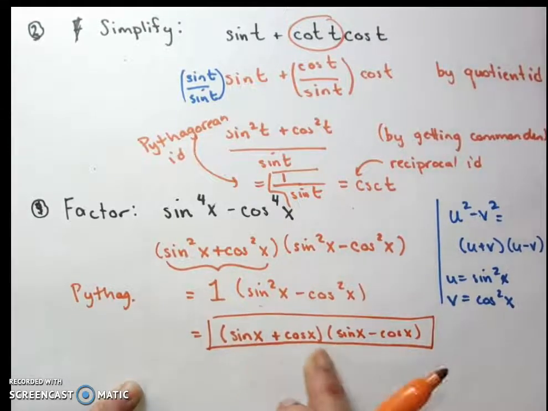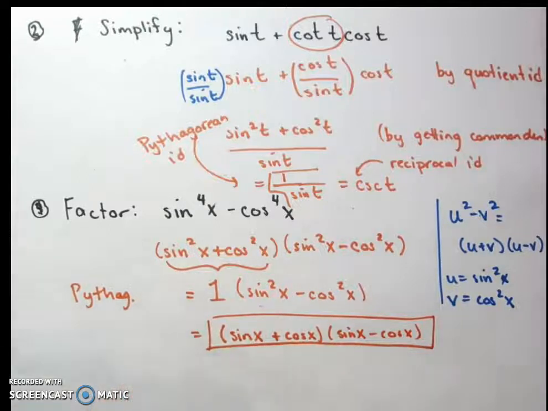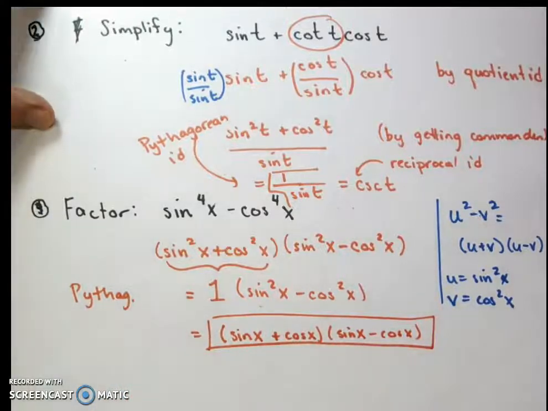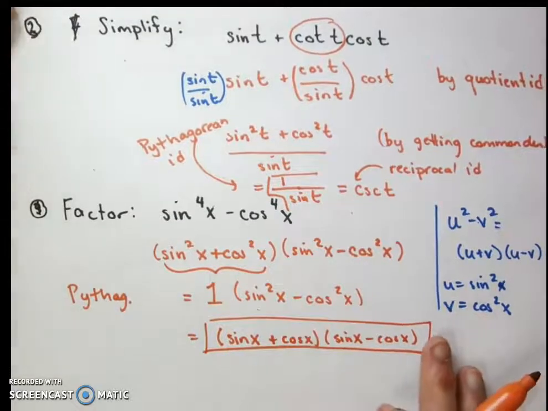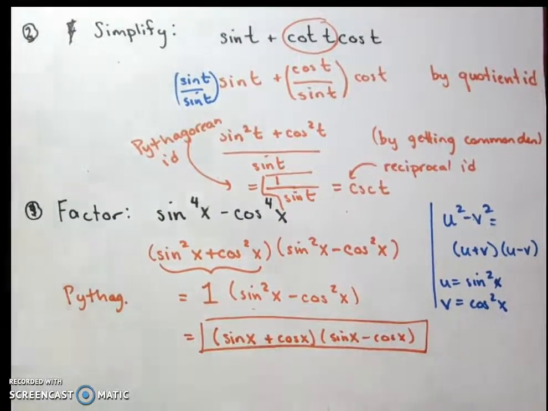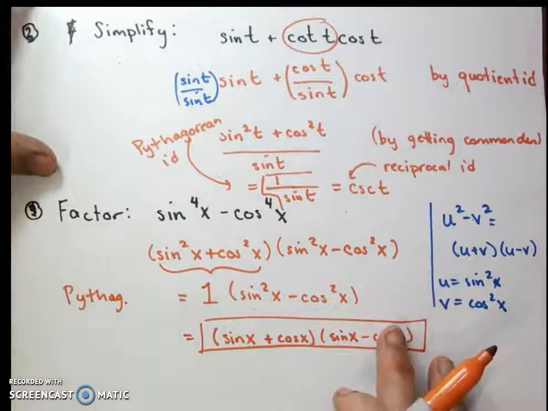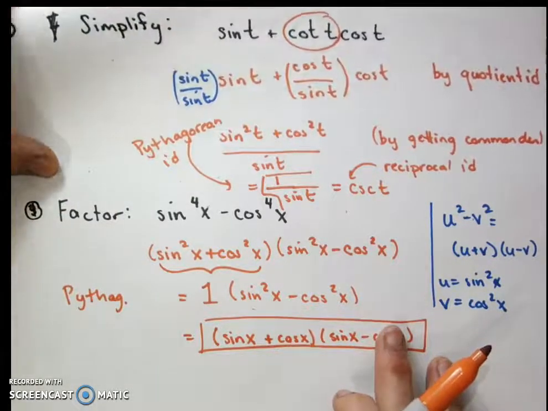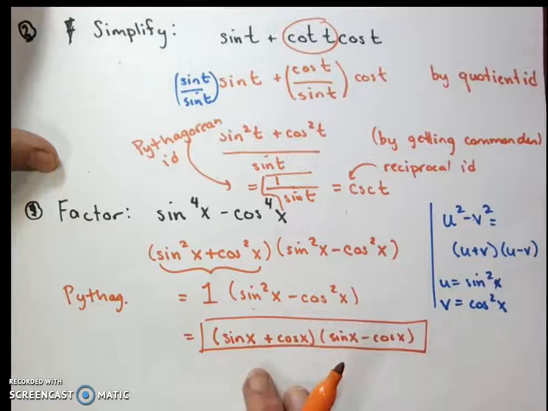If I really wanted to just have sines or cosines, I could use the cofunction identities, but usually we don't do that. I think having just x inside of sine or cosine is easier than having pi over 2 minus x. So this is simplified enough.